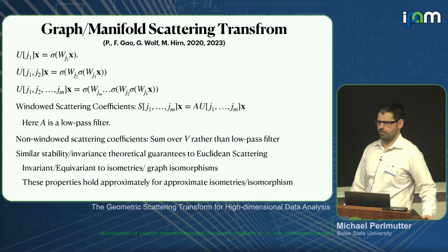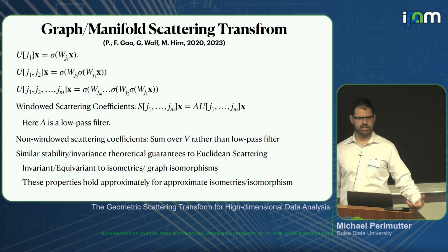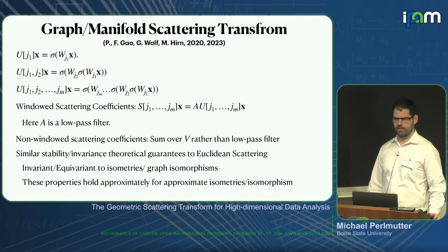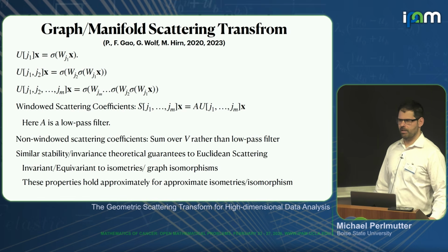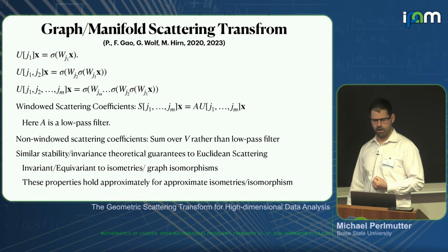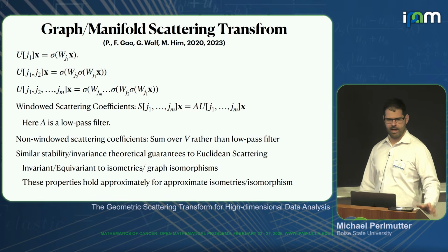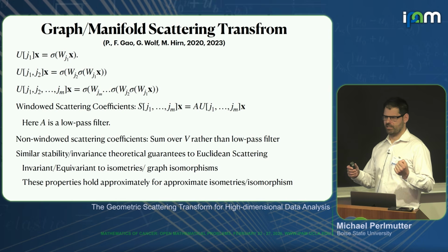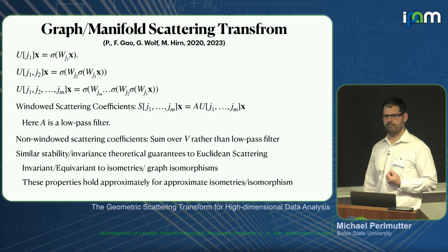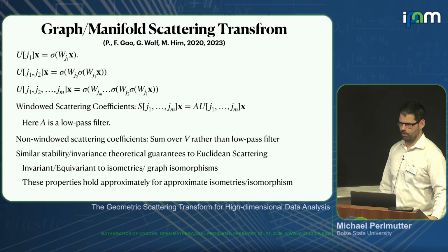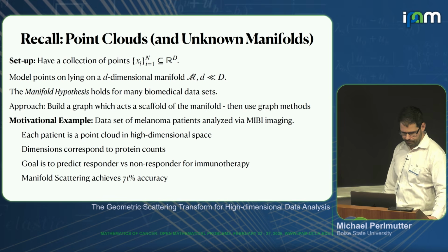And essentially, in a variety of theorems, what we can show is that these generalizations of the scattering transform have similar theoretical guarantees to the original scattering transform, namely that objects which are intrinsically the same, either isometric manifolds or isomorphic graphs, are going to be represented the same way. And perhaps equally importantly, if it's a small deformation, say a diffeomorphism between two manifolds that is close to being an isometry, these properties will hold approximately.